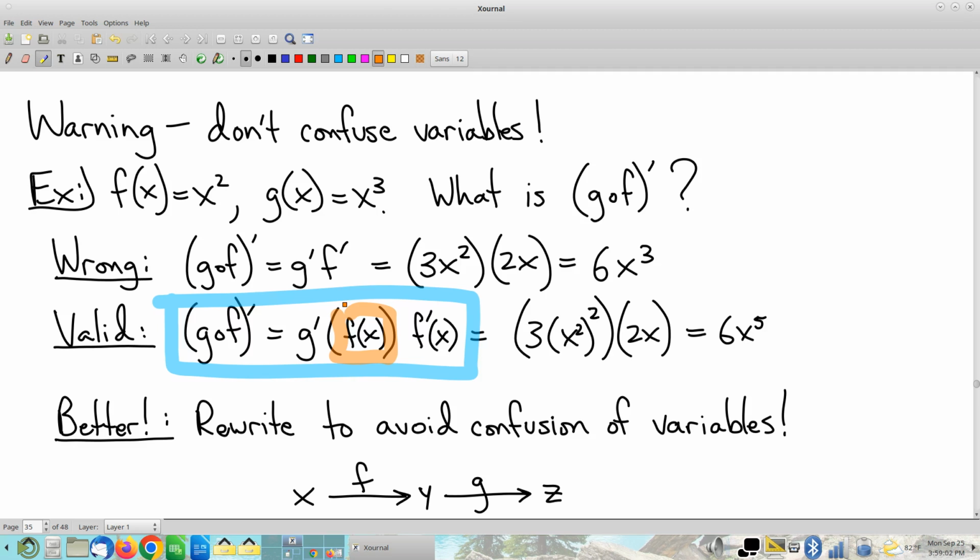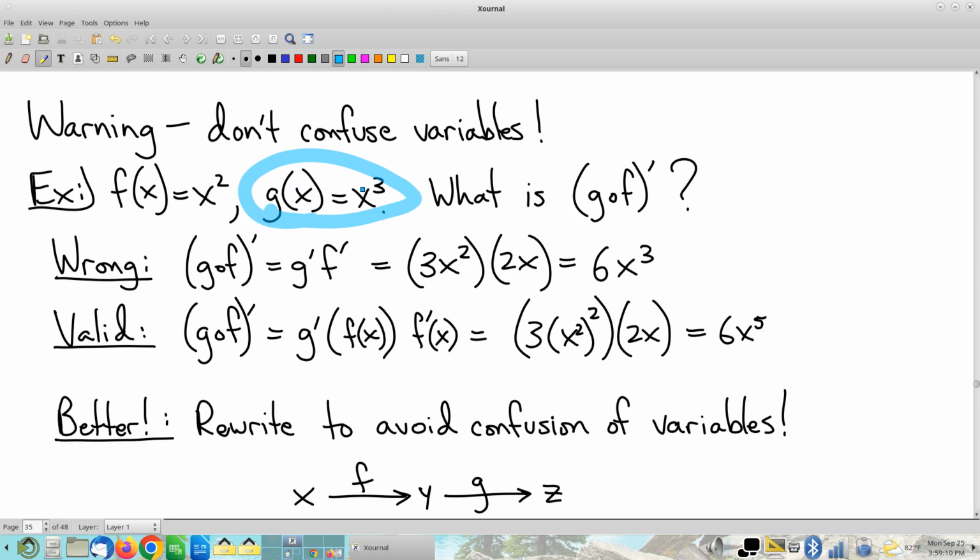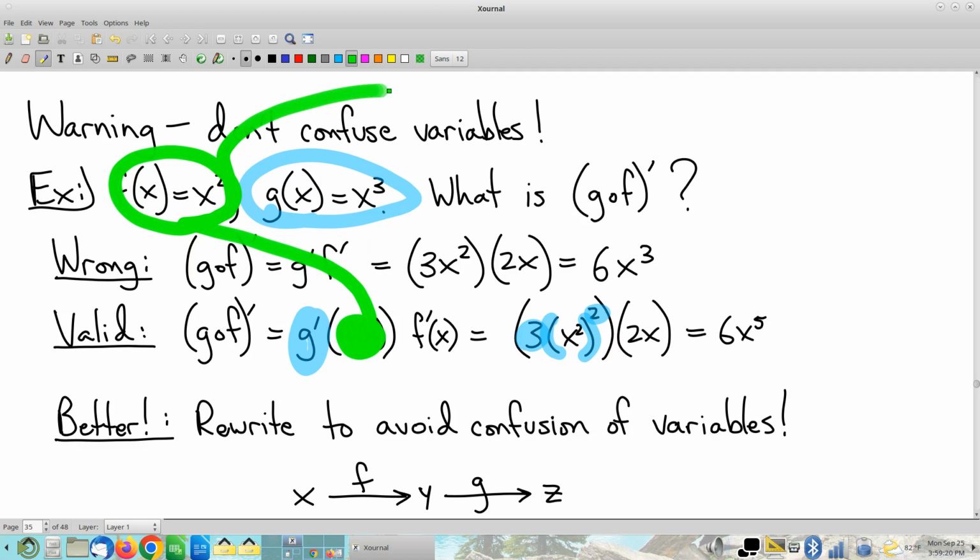But notice that makes it work because if g is the cubing function, then g prime is 3 times the squaring function, and plugging in f of x gives you x squared squared, which, again, the rest of the algebra makes it all work out correctly. Is that cool? I think both of these solutions are just the wrong way to come at it.